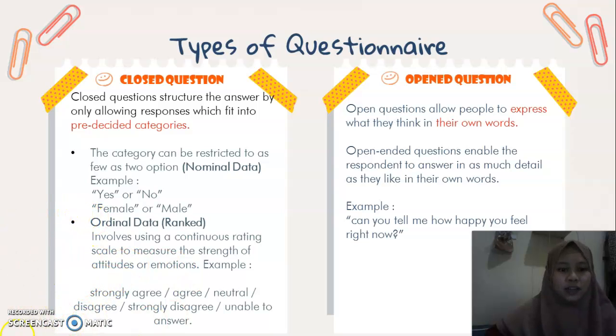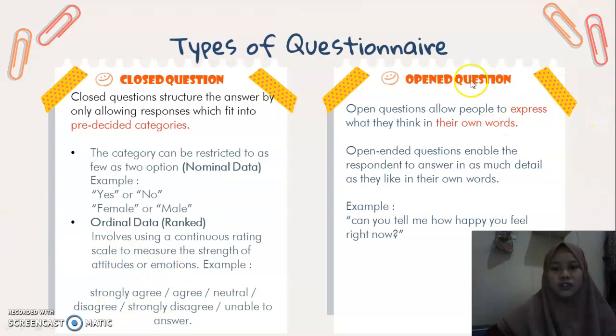And for ordinal data, rank involves using a continuous rating scale to measure the strength of attitudes or emotions. For example, strongly agree, agree, neutral, disagree, strongly disagree, or unable to answer. So here, we want to ask the respondent how much they agree with the statement that we give to them, and these are the options they will choose.